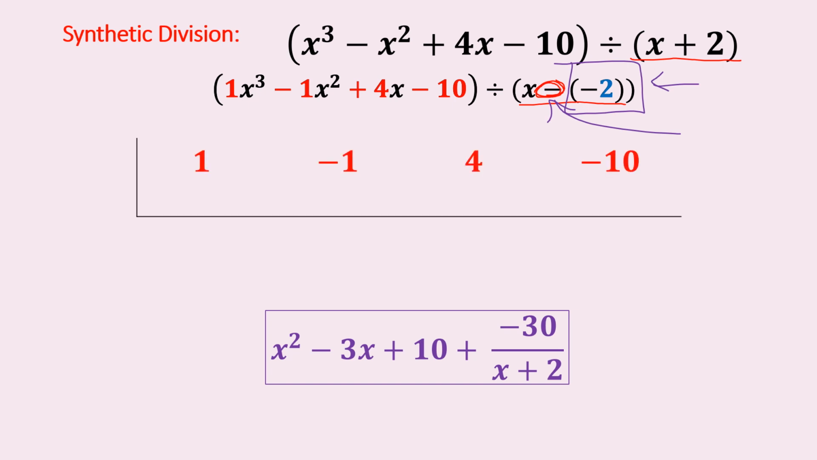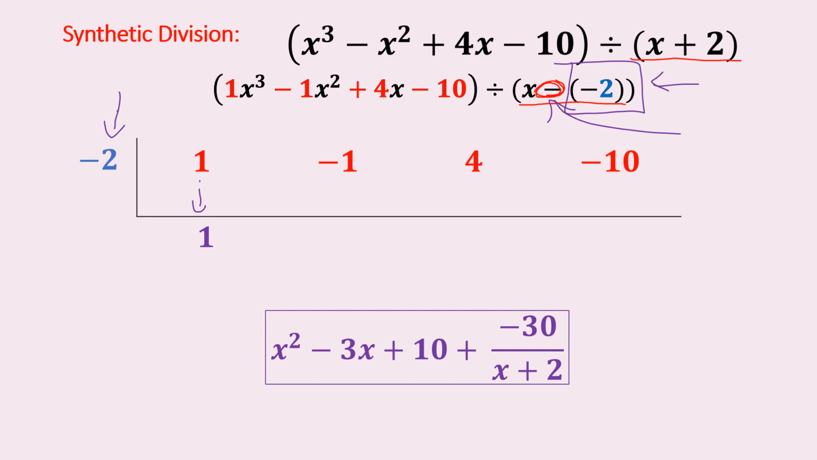All right, so we're going to take those coefficients from that big polynomial, 1, -1, 4, -10. We're going to take that -2 from the thing we're dividing by, and that's going to go out here. Okay, and basically we're just going to do a process. So first off, we're going to take this 1 and just copy it down. And this same process is going to repeat over and over again.